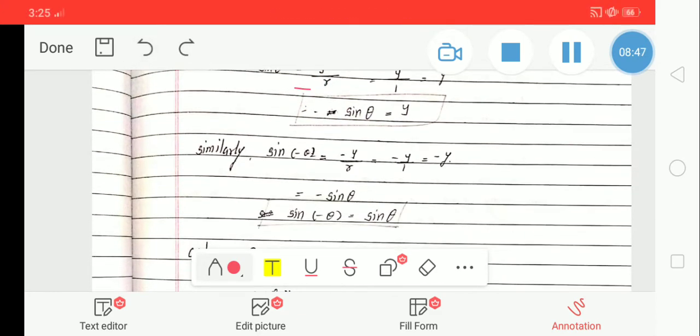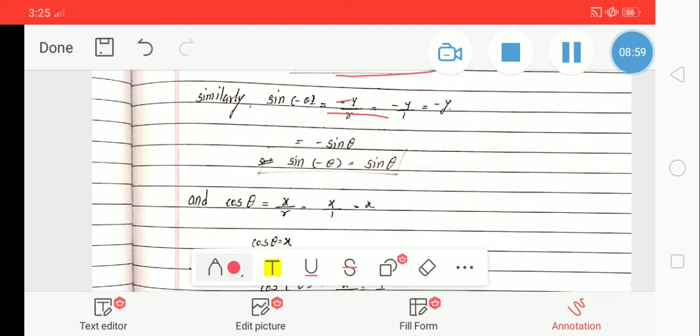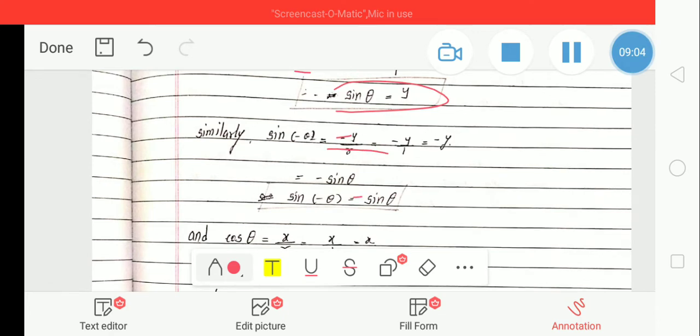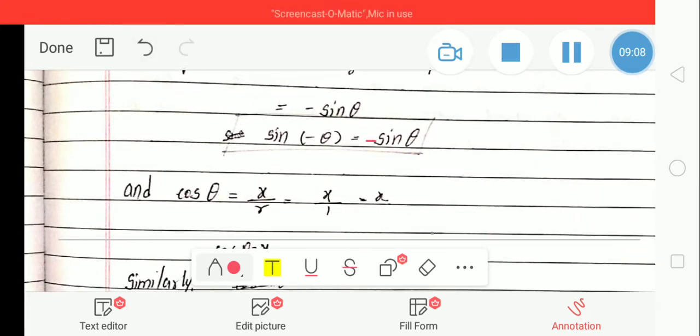Similarly, sin minus theta is equal to minus y by r, and r is 1, so minus y by 1 is equal to minus y, and y is equal to sin theta. Sin minus theta is equal to minus sin theta. Here a minus sign was missing, so correct this mistake. Here take minus sin theta.